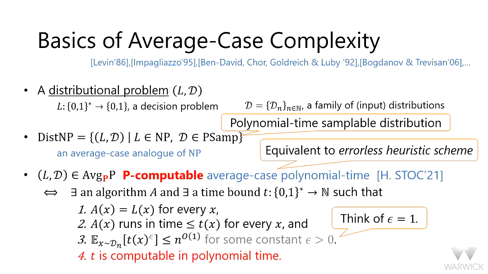Let me also introduce P-computable average case polynomial time, which is a natural variant of average case polynomial time. When the upper bound T is computable in worst case polynomial time, then we say it's P-computable average case polynomial time, denoted by AvgP sub P. This is a natural notion between worst case polynomial time and average case polynomial time. So that's the definition. Any questions so far?